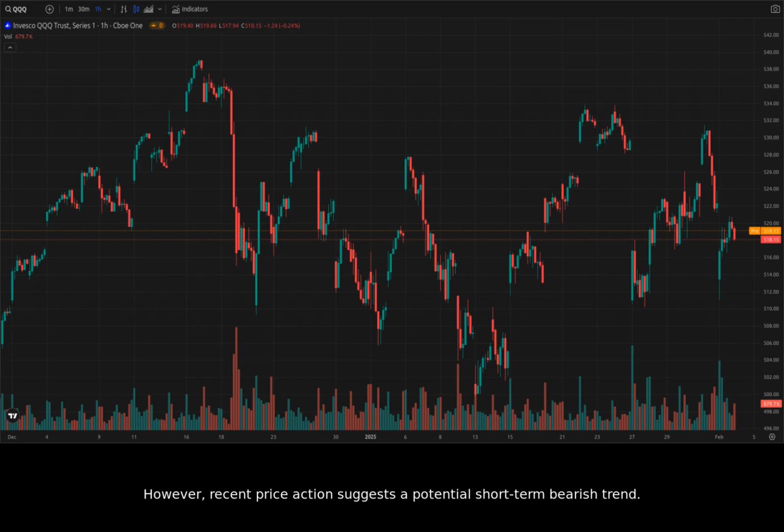However, recent price action suggests a potential short-term bearish trend. The price has recently broken below a key support level, indicating a possible short-term reversal. Let's analyze the 1-hour chart to understand this trend reversal better.